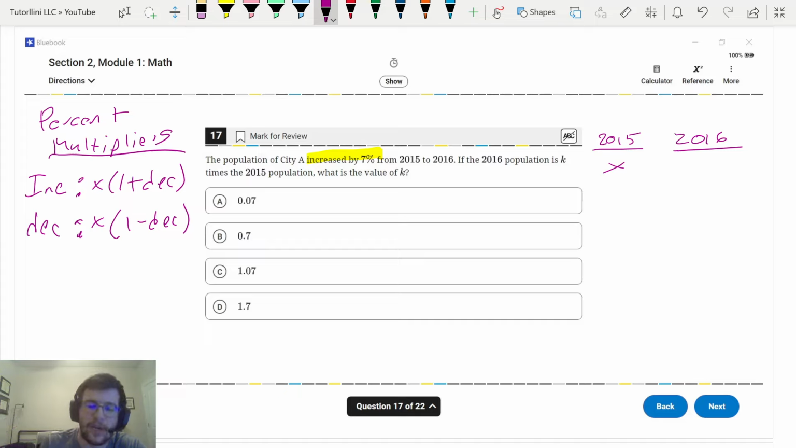Okay, so 1.07 times X to apply the 7% increase from 2015 to 2016. So again, it's going this way, so we're going to multiply, not divide. We're going to multiply by 1.07. And it says it's K times. So all it wanted you to do is find that multiplier, K: 1.07 times X. So K is equal to 1.07, and that is answer choice C.